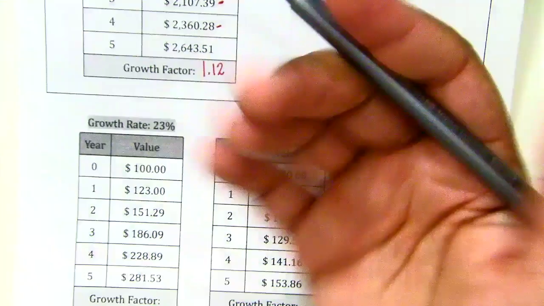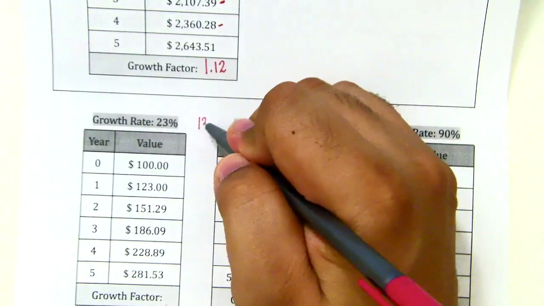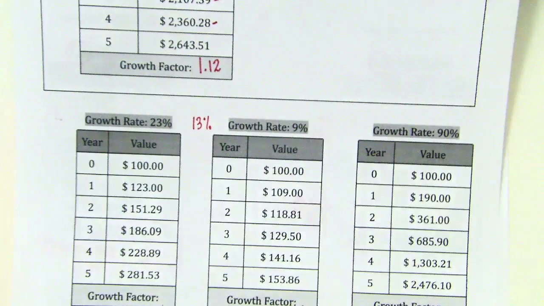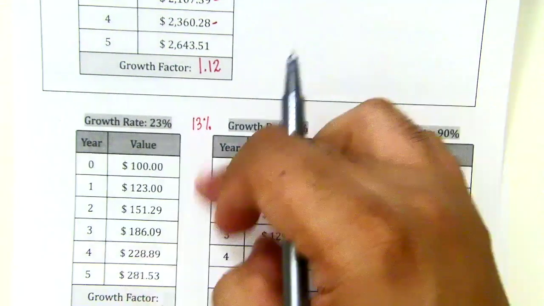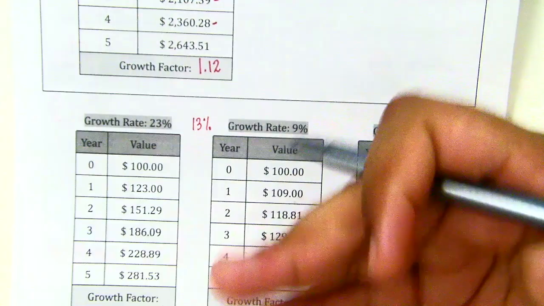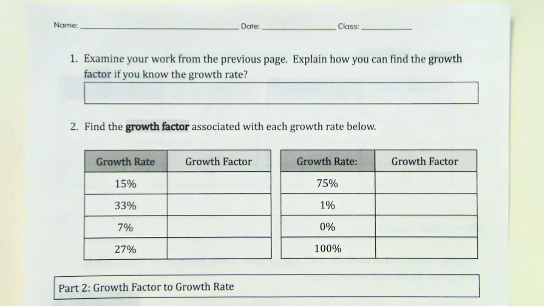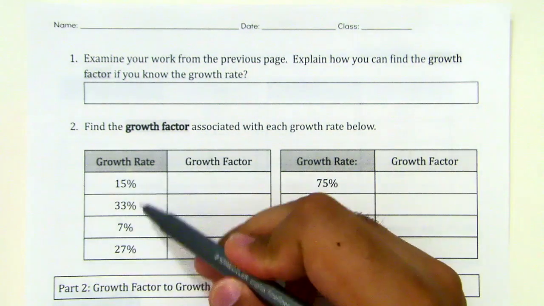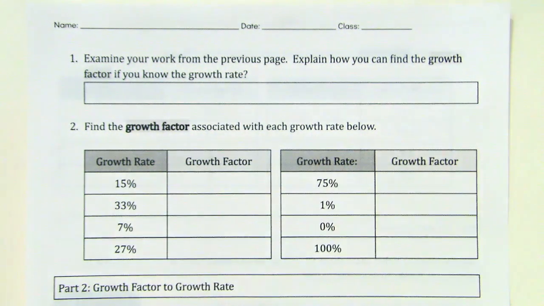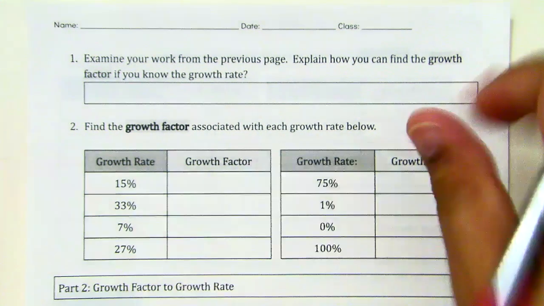So if I said the growth rate was, say, 13%, how would you figure out what the growth factor is if you didn't have a table? What relationship do you see between those numbers? Write that out there in your own words. And then you're going to look at these given growth rates and write down what you think the growth factor should be, okay?